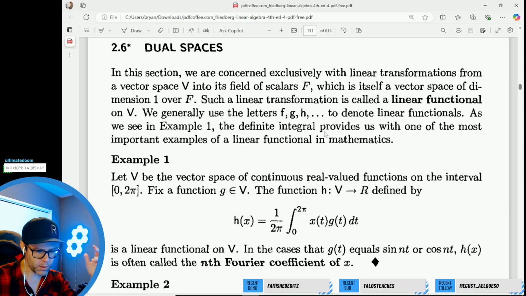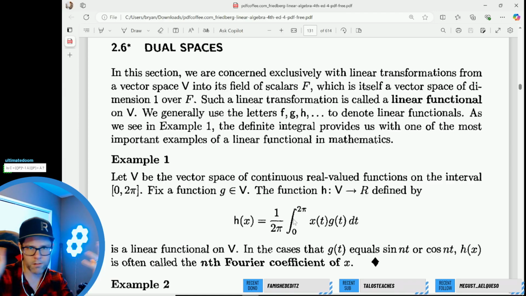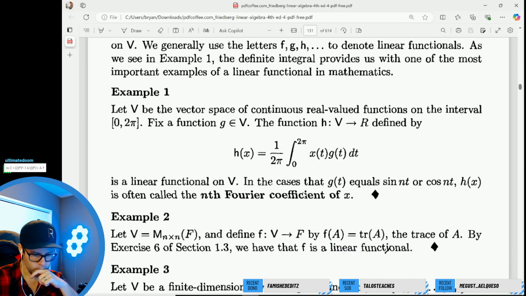So for example, they give some examples here, right? Like integrating a function definitely over an interval would be a linear functional, right? It takes a function inside the function space we're working with, for example, and pops it into the field of real numbers. So that's what example 1 is here. And sometimes these have really, really nice applications. So for example, here they give an example to the Fourier coefficients of x.